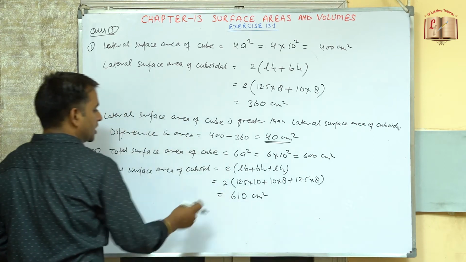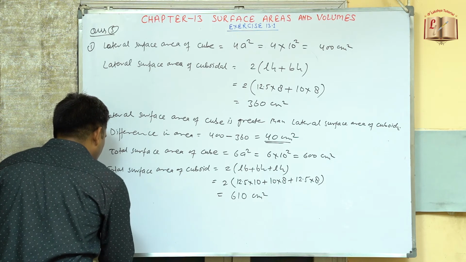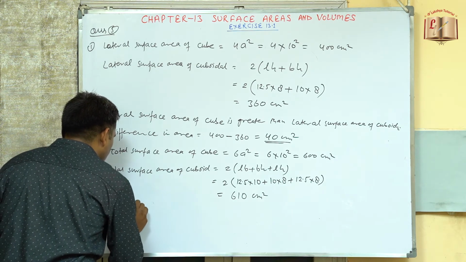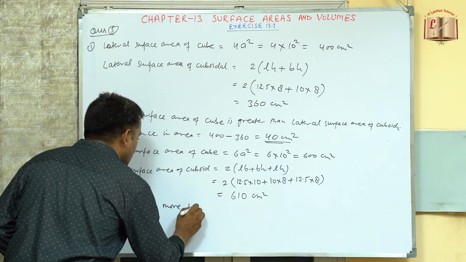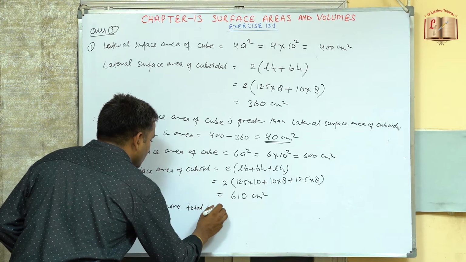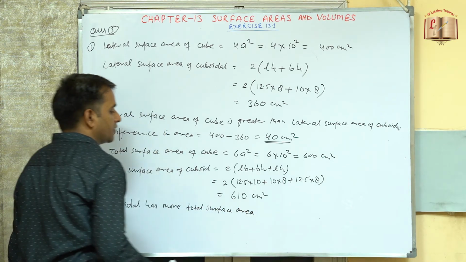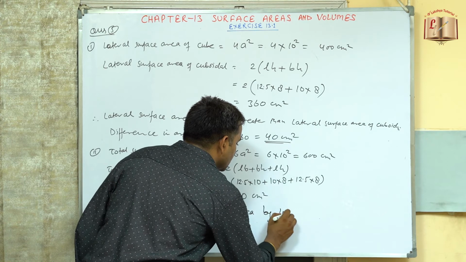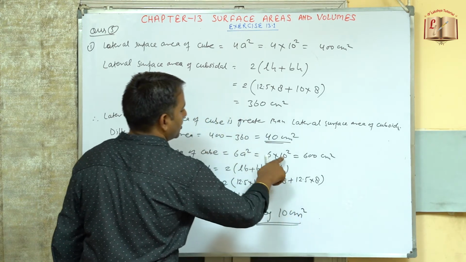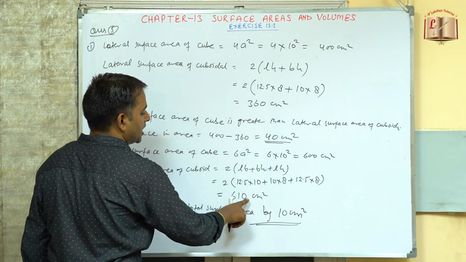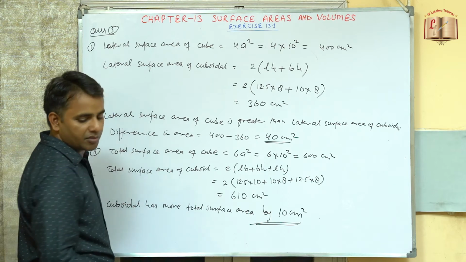So now total surface area is more for the cuboid. So the cuboid has more total surface area by 10 centimeter square only, because this is 600, this is 610. So 610 minus 600, this is 10 centimeter square.